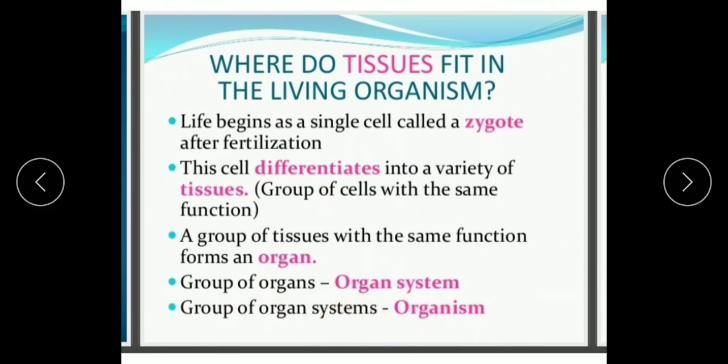The single-cell zygote further divides to form a number of cells. A group of cells forms a tissue, a group of tissues forms an organ, a group of organs forms an organ system, and a group of organ systems forms an organism.